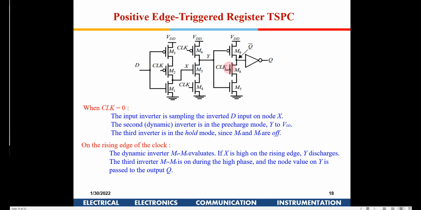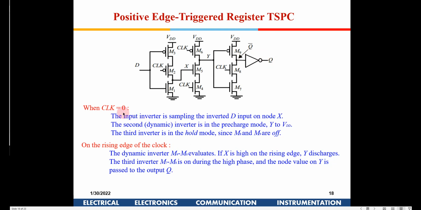And what about the third stage? In the third stage, the clock is low here, so this M8 is isolated. Whatever charge is available here is pre-charged to 1, so this also remains off. So this will retain whatever value was there earlier. So Q also will retain the value which is available here.